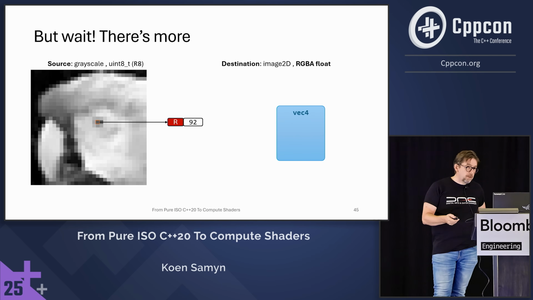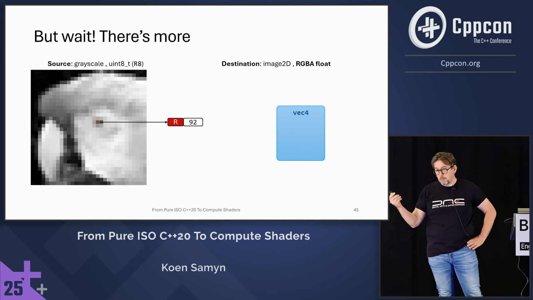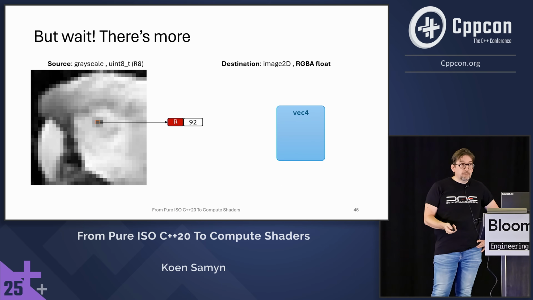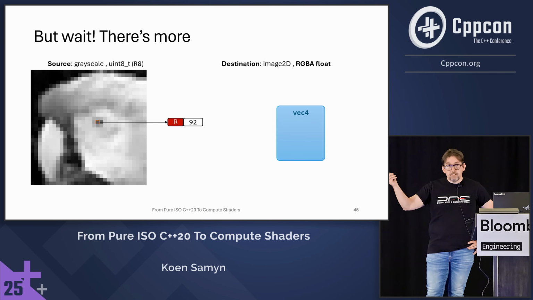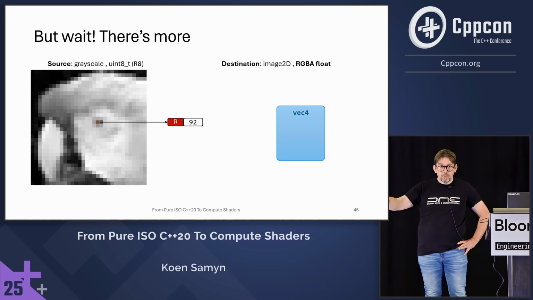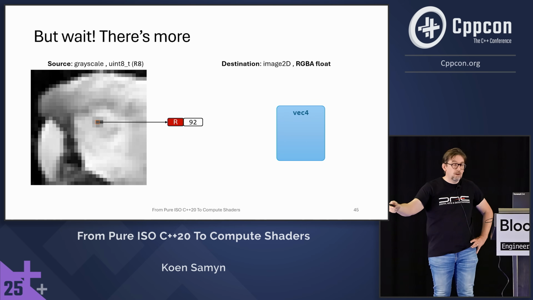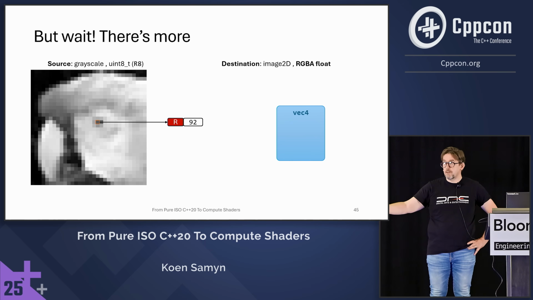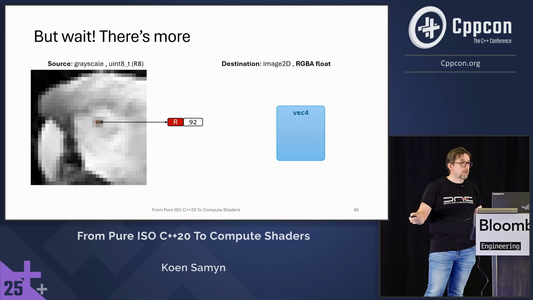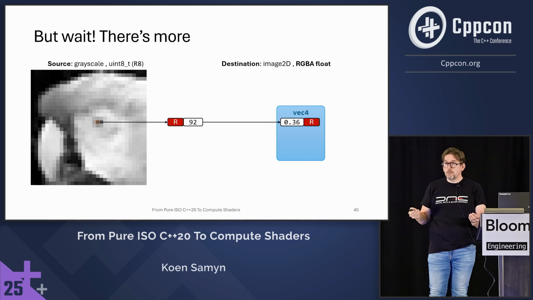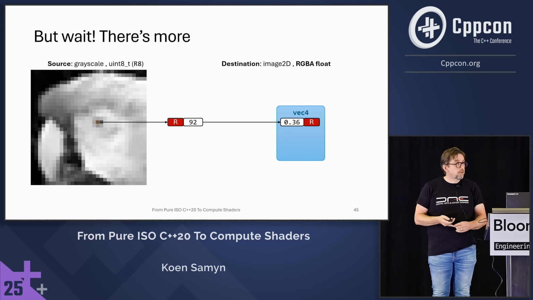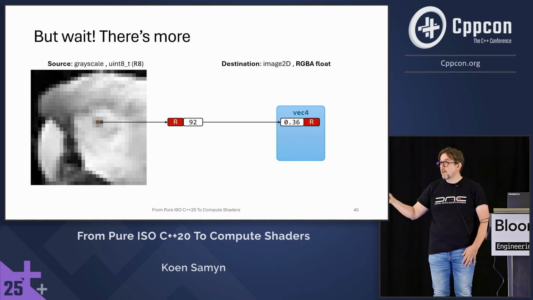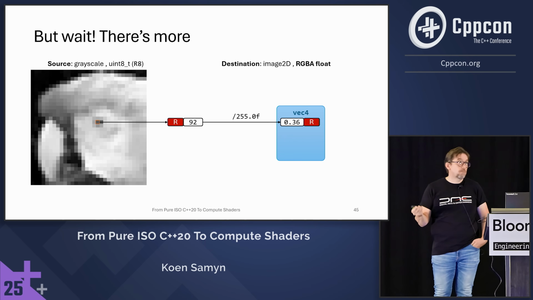So there's also more. It's not only about the image types or the representation types. It could be that you have a source image that's a grayscale. It only has a red channel. And the destination, you want to load it in and use it as a float. Why? Because you want to do lighting calculations, and for lighting calculations you need floating point operations. Okay? So you need to convert that data into a float. From 0 to 255, you need to divide by 255.